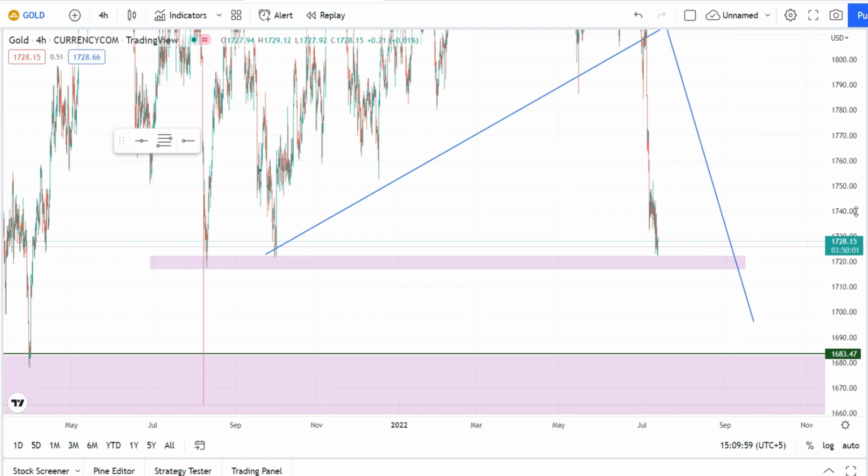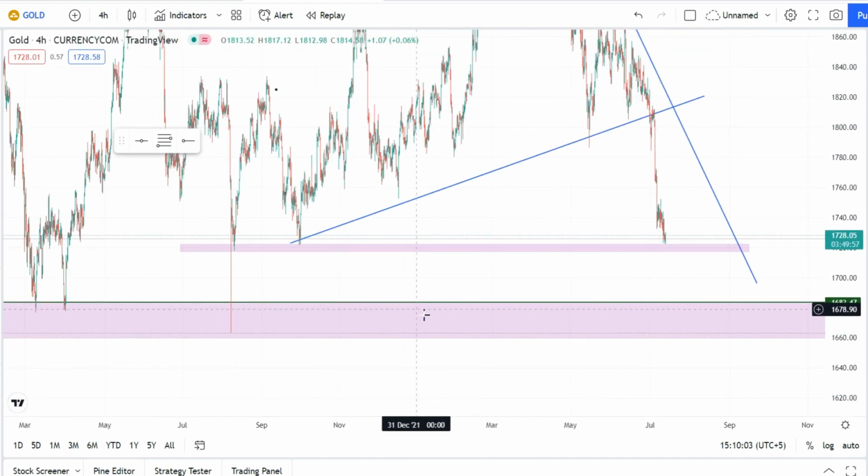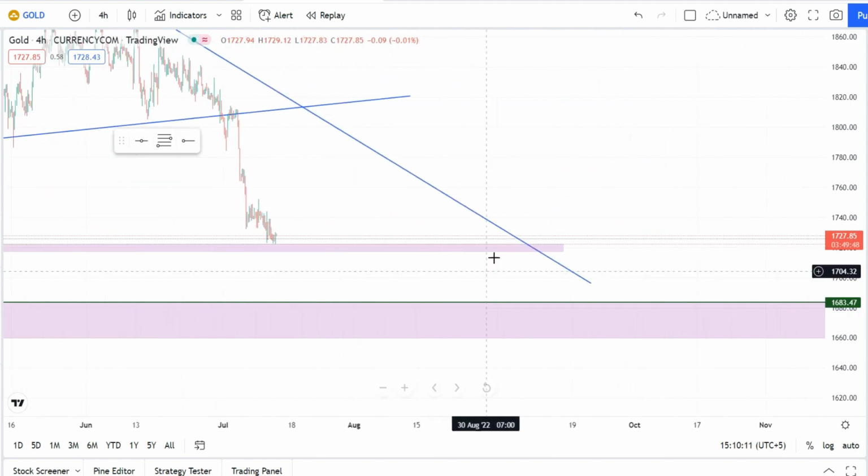This is what I am expecting right now in the gold market. If the market will not be stable here, I will look for the downside. Approximately 1680 would be my target.